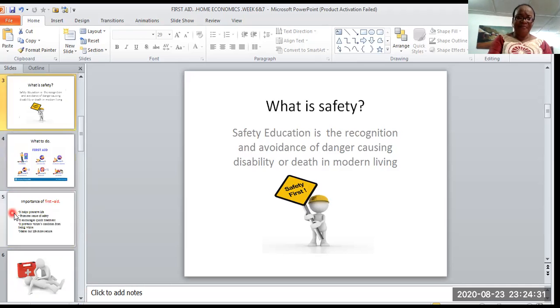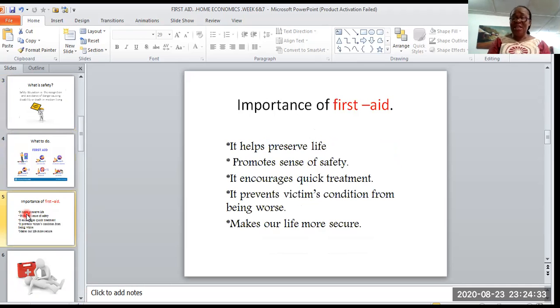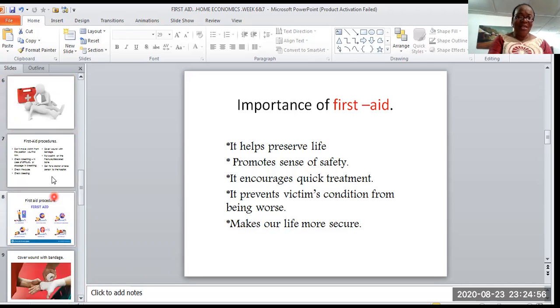First aid, importance of first aid. It helps to preserve life. It promotes a sense of safety. It encourages quick treatment. It prevents victims' condition from being worse. It makes our life more secure. That is what first aid does. Yes? Yes. So everybody needs a first aider around.